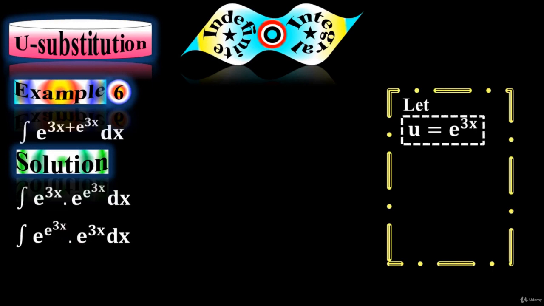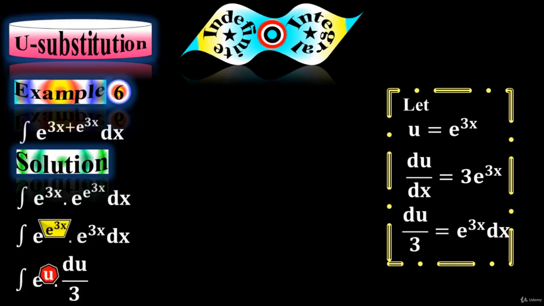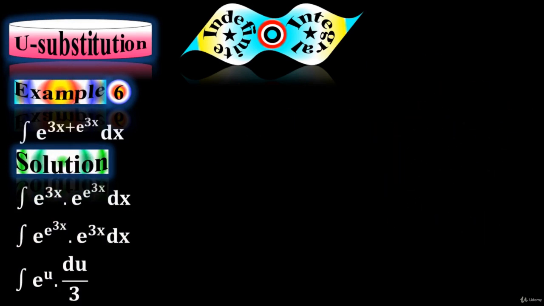Take the derivative here, du over dx equals 3 times e to the 3x. Separate the x variable. We have now du over 3 equals e to the 3x dx. Just replace e to the 3x by u here, and e to the 3x dx by du over 3. Pull out the 3 outside of the integration. 1 over 3 times integral of e to the u du.